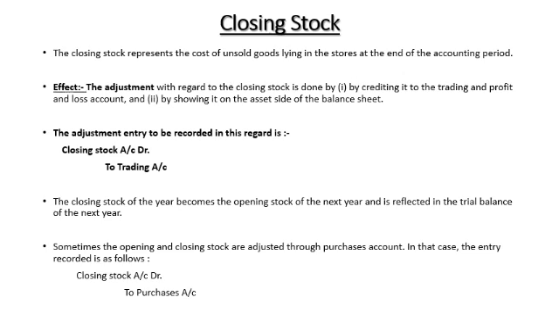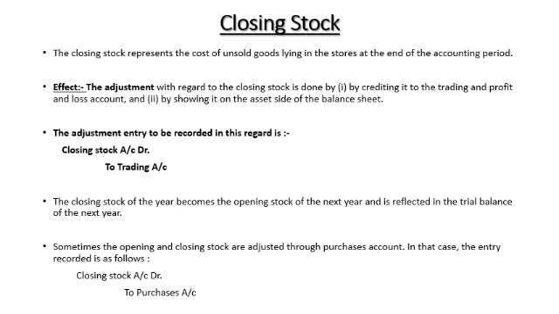Number one, by crediting to the trading and profit and loss account and by showing it on the asset side. It means the journal entry is closing stock to the trading account. Closing stock is debited. It is a part of the assets and will go to the balance sheet asset side. And the credit side of the trading account will be listed with the name of closing stock. Closing stock of the year becomes the opening stock of the next year and it is reflected in the trial balance of the next year.